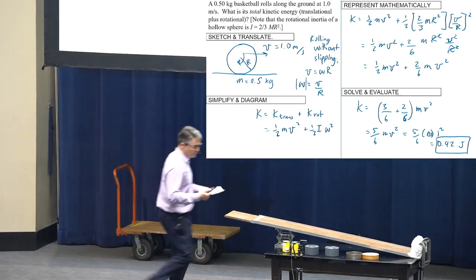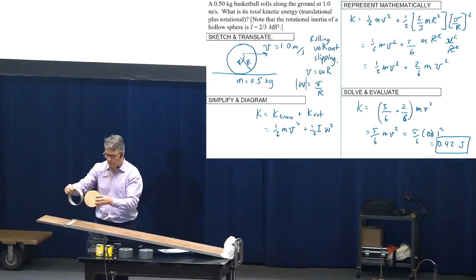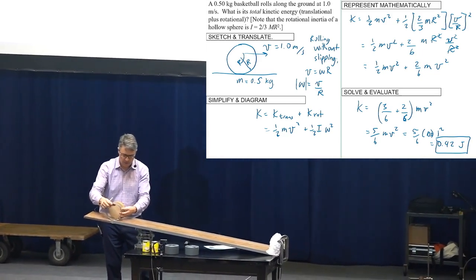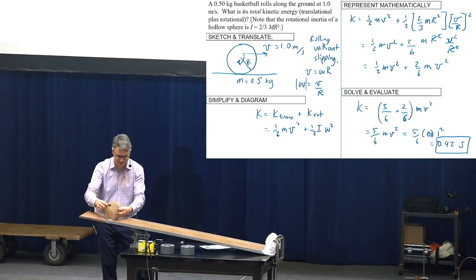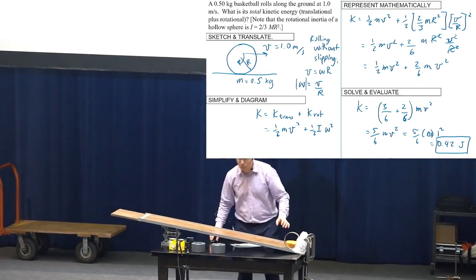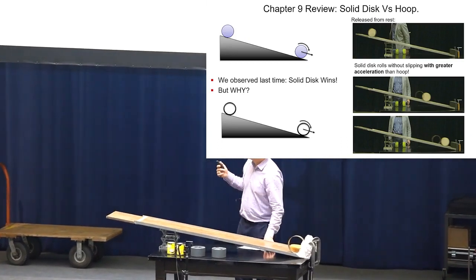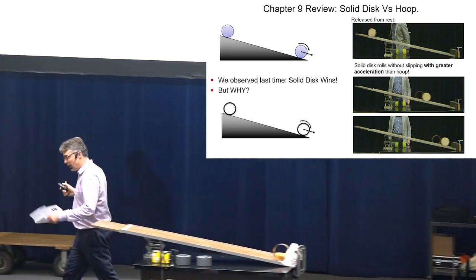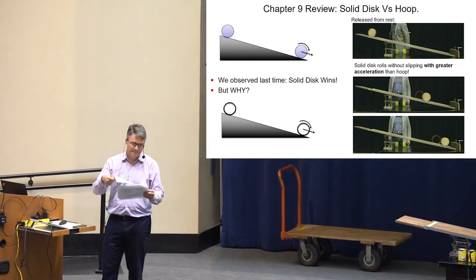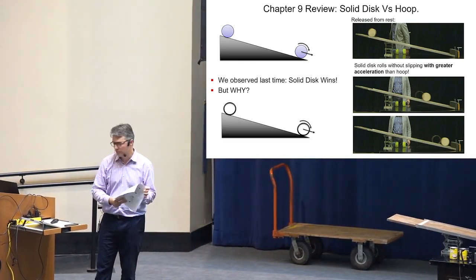Then I want to go over a little bit, last time we had the hollow hoop versus the solid disc, and the solid disc tends to win. So this is sort of what we did. Solid disc wins, but why? I want to go through this twice. First, I want to do the sliding without rolling case.